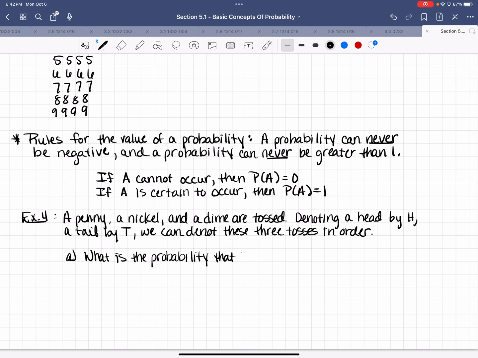That there are exactly 2 heads. Okay. We want exactly 2 heads. So we got a penny, we've got a nickel, and we've got a dime. Well, the first thing we need to figure out is what I could have, right?